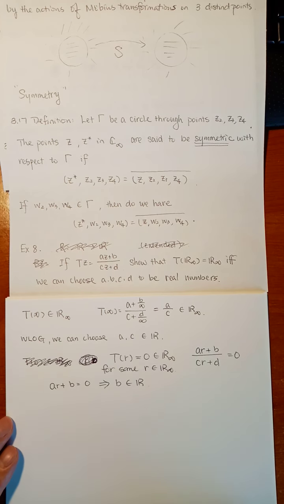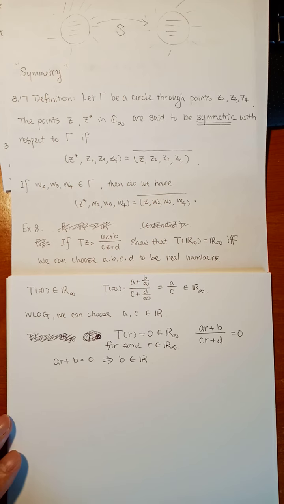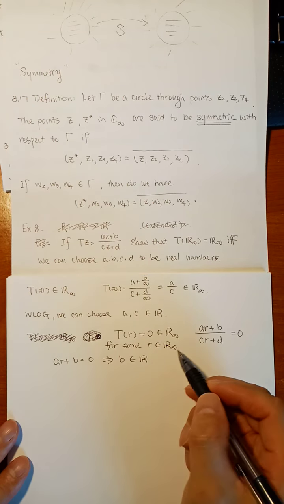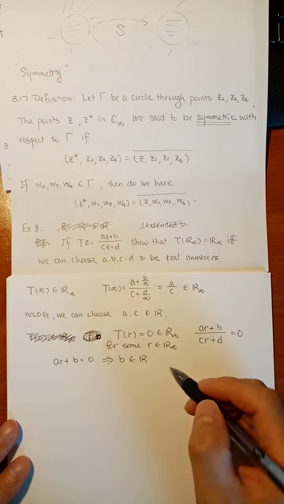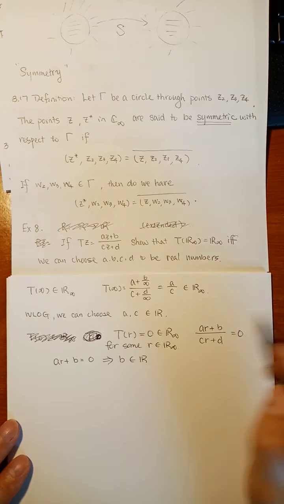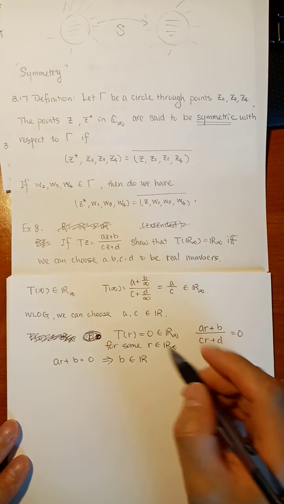B must be a real number. Because B is equal to negative A times R, A is a real, R is a real, so A times R is real. So B is a real number. So we get A, B, C are all real. Okay, so you see here, there's some orders.